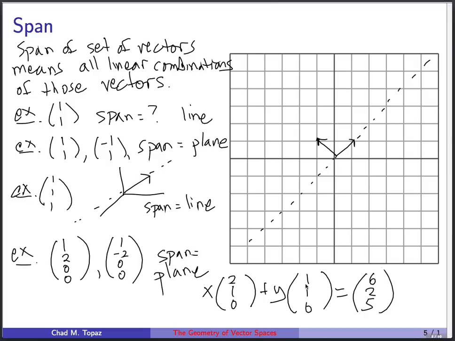But this is useful language because when we want to talk about whether or not linear equations like this have a solution, what we're really asking is, is the right-hand side target vector in the span of the other vectors?